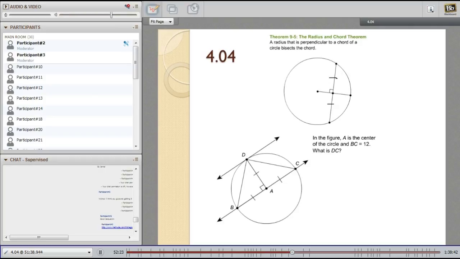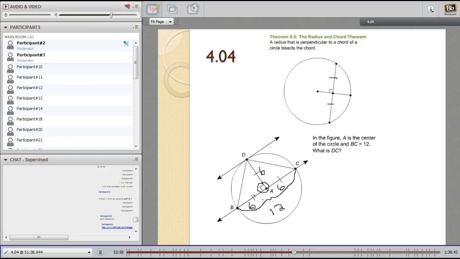So in the figure, A is the center of the circle and BC equals 12. Okay, so from B to C is 12. What is DC? Now this is why we need the Pythagorean theorem. The radius and the chord are perpendicular to each other. We can see that right there by that 90-degree angle. So that means that the chord is cut in half, 6 and 6, and they're telling us that this radius is also 6.